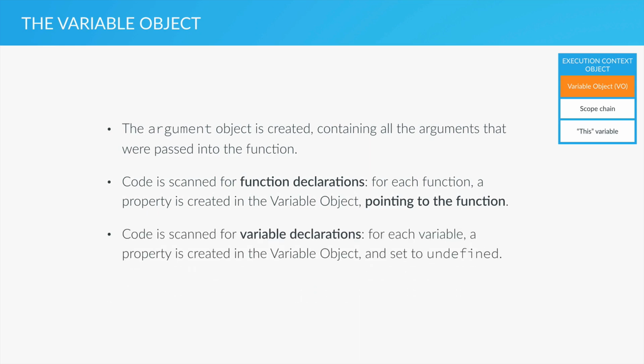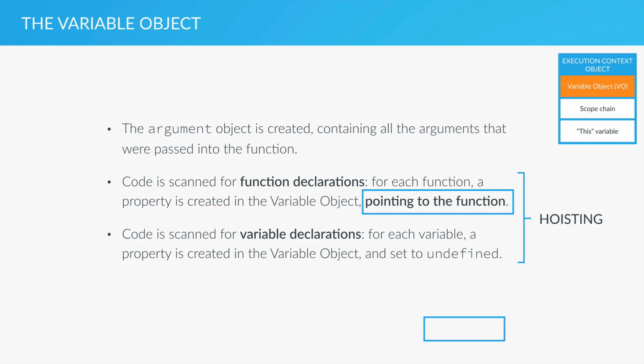And lastly, the code is scanned for variable declarations, and for each variable, a property is created in the variable object and set to undefined. And these last two points is what we commonly call hoisting. Functions and variables are hoisted in JavaScript, which means that they are available before the execution phase actually starts. They are hoisted in a different way though. The difference between functions and variables is that functions are actually already defined before the execution phase starts, while variables are set up to undefined and will only be defined in the execution phase.